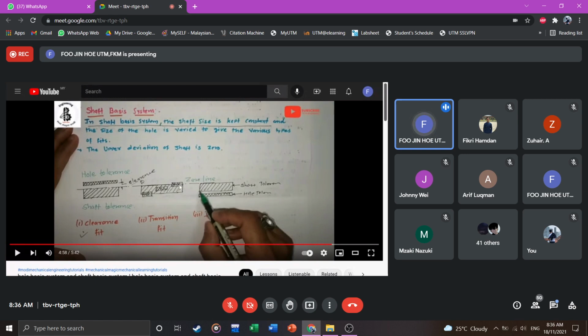Sometimes the hole is bigger than the shaft, sometimes it's in between, sometimes it's loose. So it means that this is a transition fit: sometimes fit, sometimes loose, sometimes tight, sometimes loose. All right. So this one, whereby you see that the shaft is above the hole system.